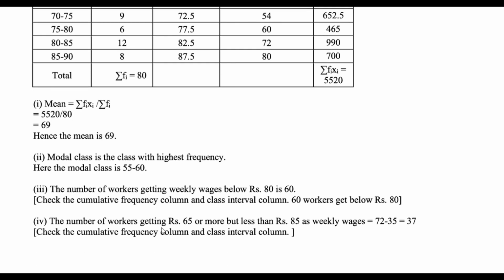The last question: the number of workers getting rupees 65 or more but less than rupees 85 as weekly wages. That is 72 minus 35. See, 72 is for the highest range, 85, and below 65 the cumulative frequency is 35. So we have to deduct 35 from 72. So 37 will be the answer.